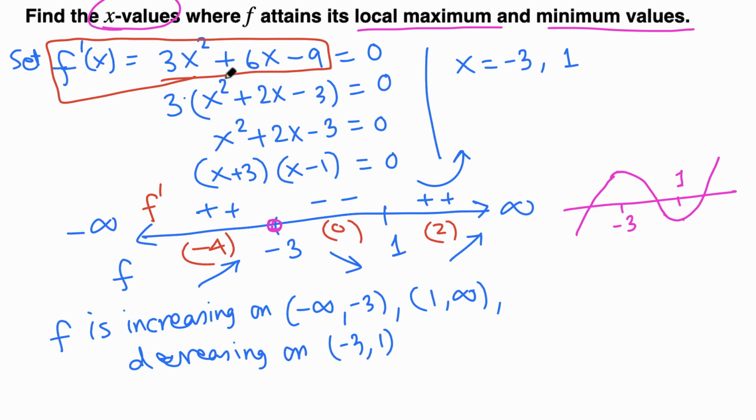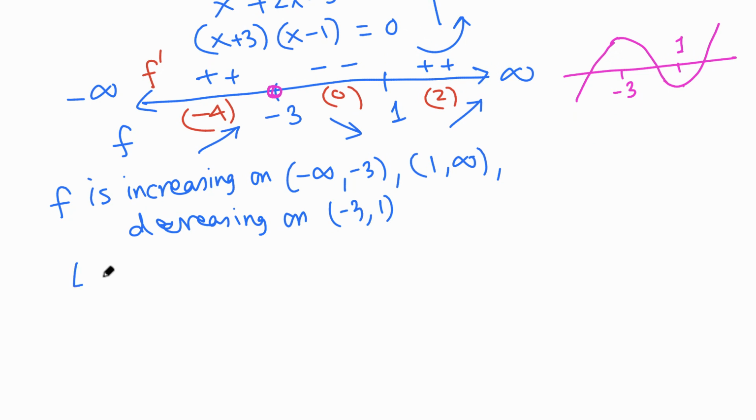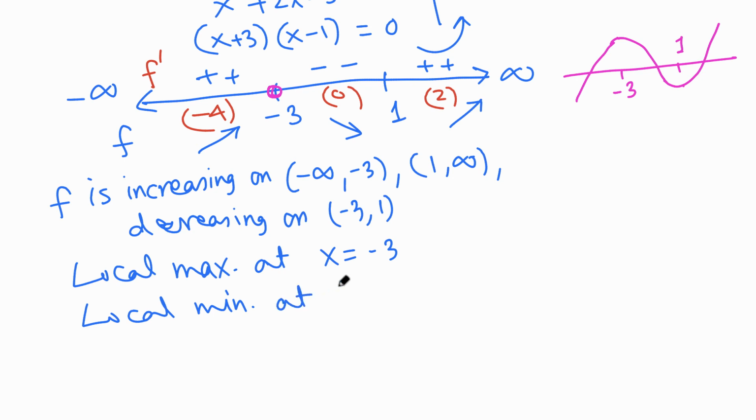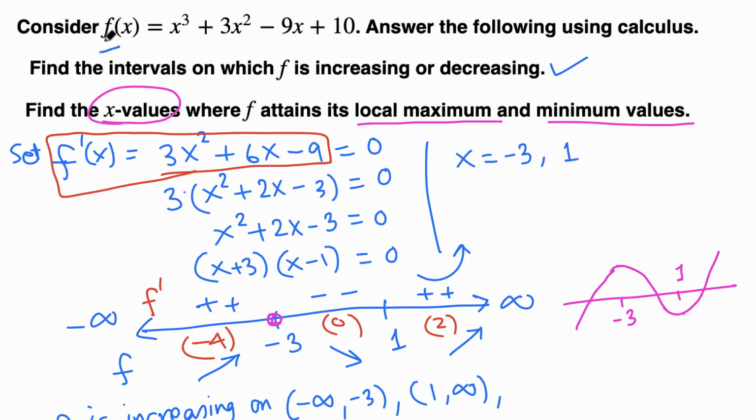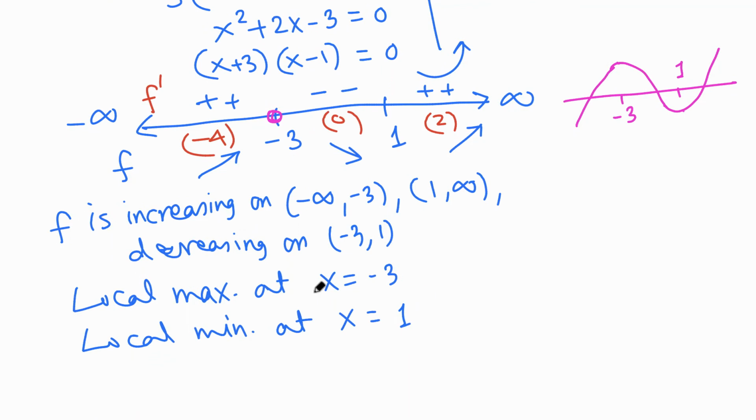We are just asked to find x values. So there is a local max at x equals negative 3, and a local minimum at x equals 1. In fact, we can find the local max value by plugging negative 3 back into the original function. The same goes for the local minimum, but the question only asks for the x coordinates, and this is it.